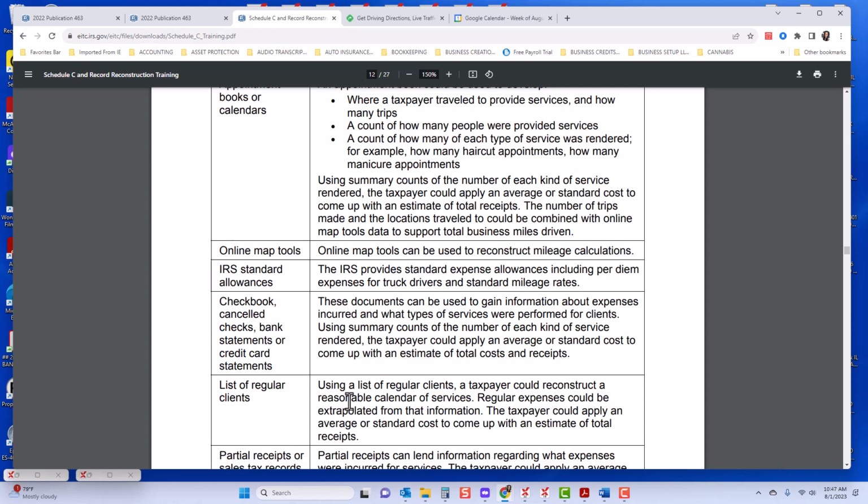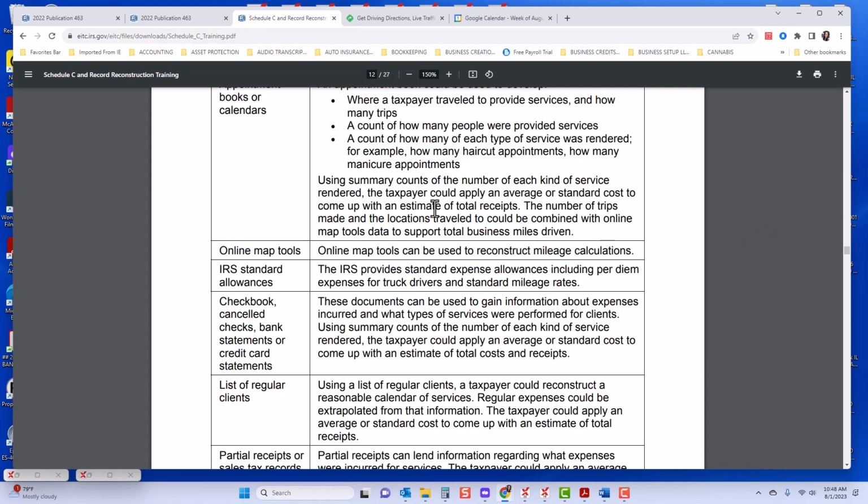And now, list of regular clients. Using a list of regular clients, a taxpayer could reconstruct regular expenses from that particular information. However, most of my business owners don't have regular clients. I don't really deal with too many barbers.